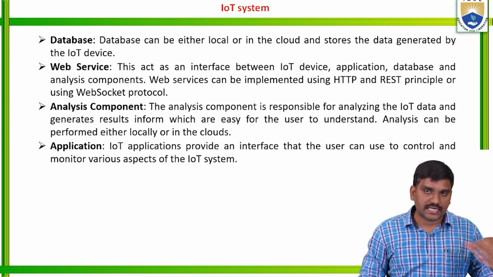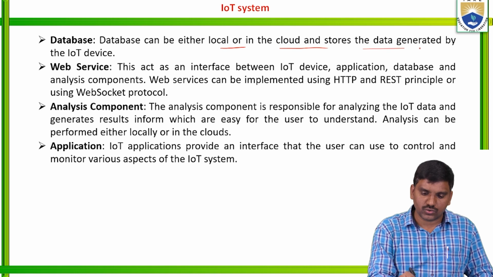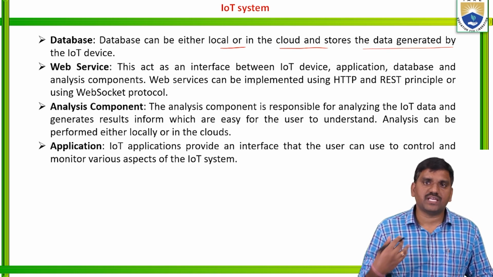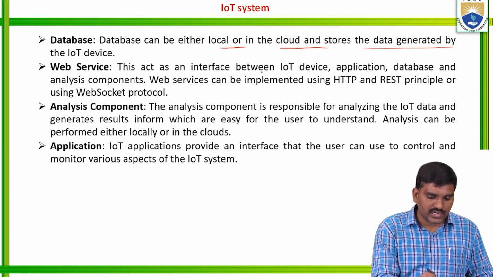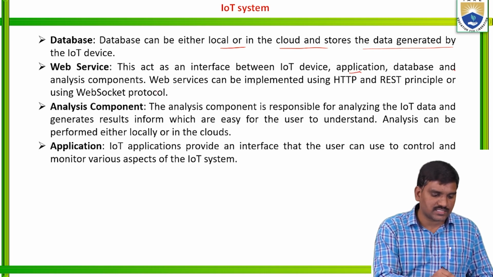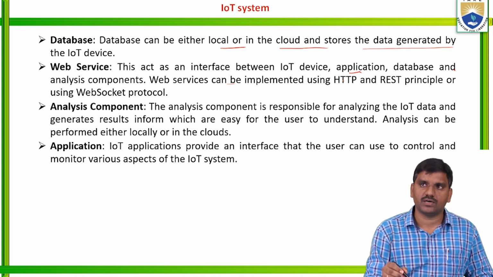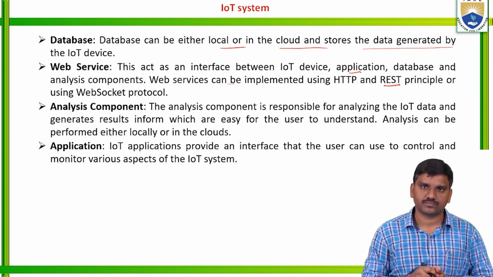Next, the remaining three. Database: the database can be either local or in the cloud, and stores the data generated by the IoT devices. Next, web services. Which type of web services can it provide for us? This acts as an interface between the IoT device, application, database and analysis components. Web services can be implemented using HTTP and REST, the representational state transfer principle, or WebSocket using the WebSocket protocol.